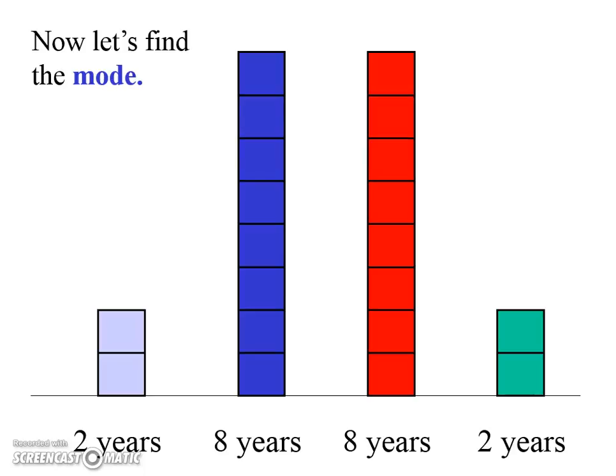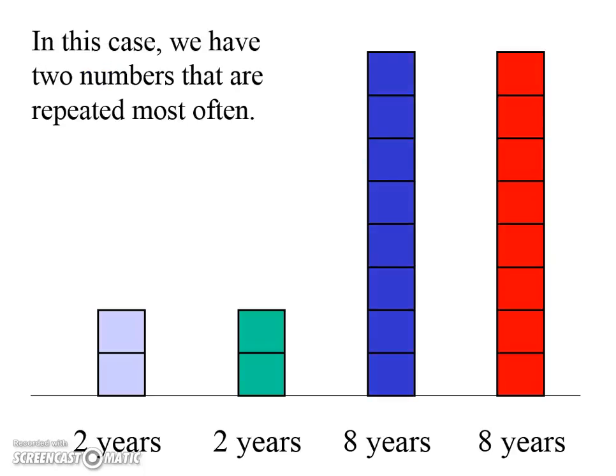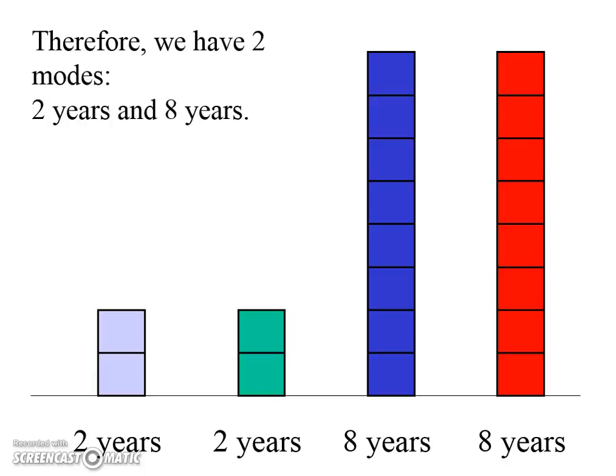Now let's look for the mode. In this case, you might notice there are 2 numbers that repeat the most often. So therefore, we have 2 modes, 2 and 8. We could have 3 modes. We could have 4 modes. Whatever number would repeat most often. The only time we would have no mode is if we don't have any numbers that repeat.